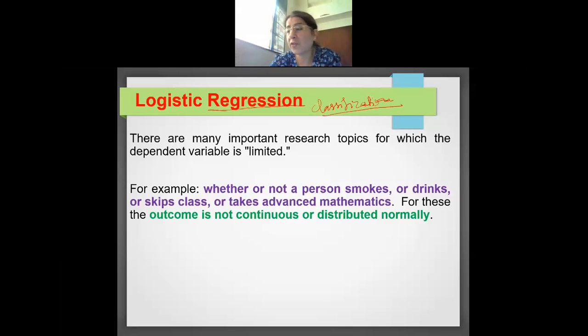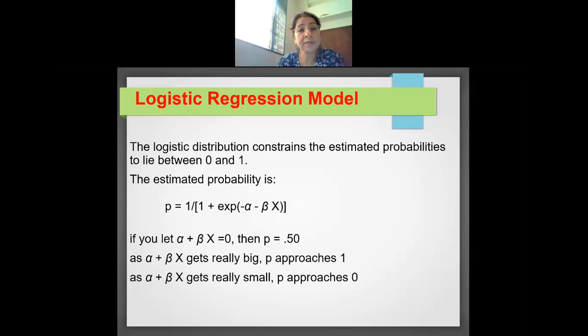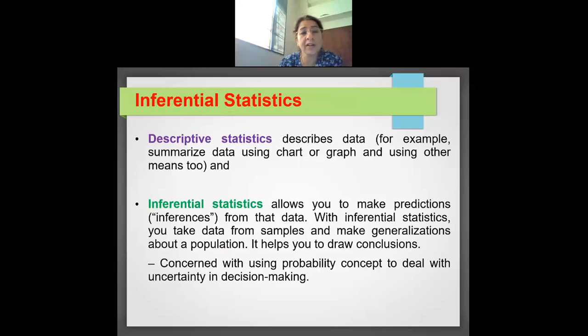Let me first cover a few more important topics. If time permits, we'll talk about logistic regression later. Now let's talk about some inferential statistics concepts.